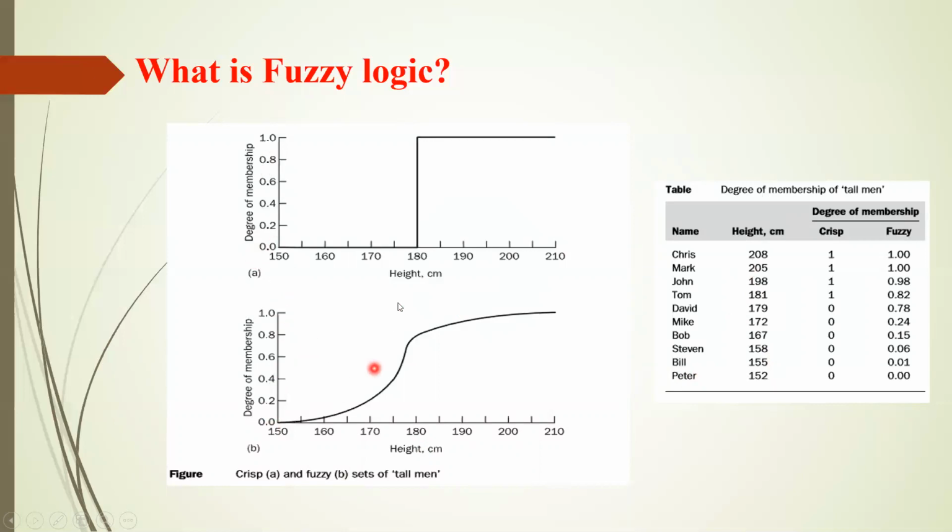In case of crisp or Boolean logic, a line is drawn at 180 centimeters that indicates that people of 180 centimeters and above are tall and their degree of membership is 1, while below 180 centimeters all men are considered not tall and their degree of membership is 0.